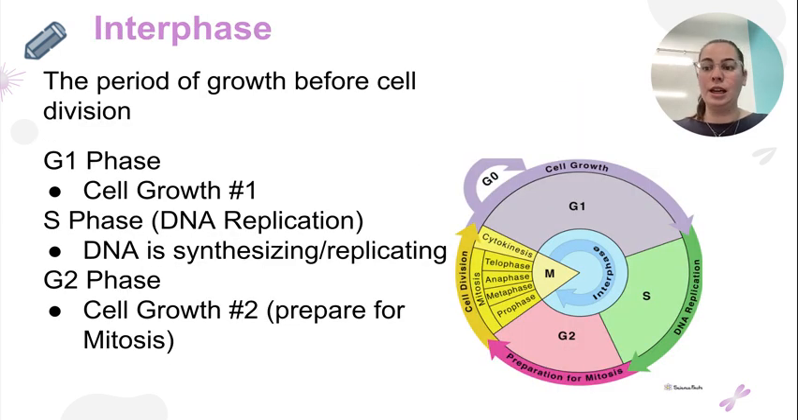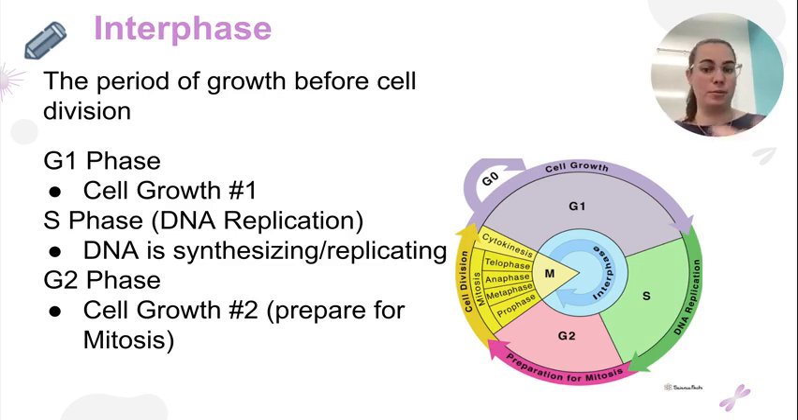In interphase, this is the period of growth before the cell actually divides. Cells actually spend most of their life in interphase. Cells do most of their growing in G1. It begins when mitosis is done and DNA replication begins. So in S phase, DNA is synthesized or replicated.